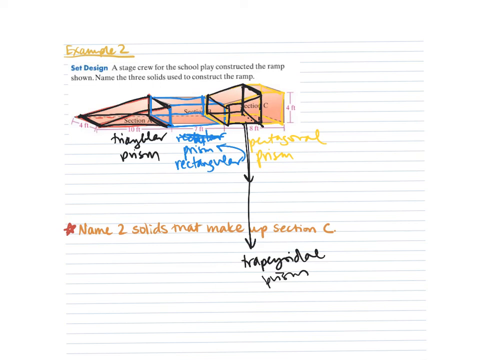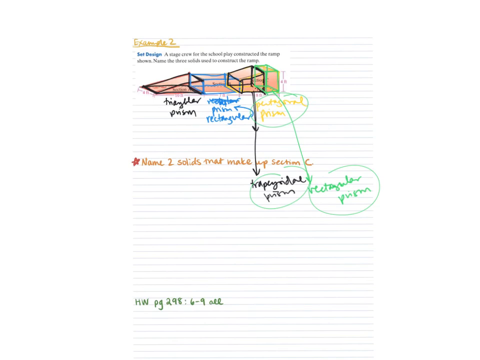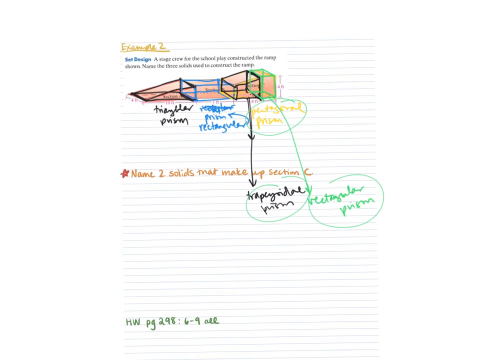And then this one here, rectangle, congruent rectangle, the vertices are connected. And so this is a rectangular prism. So the pentagonal prism can be split into this trapezoidal prism and this rectangular prism. Hopefully you can see that. And that's it. We're just learning the names of solids for this.